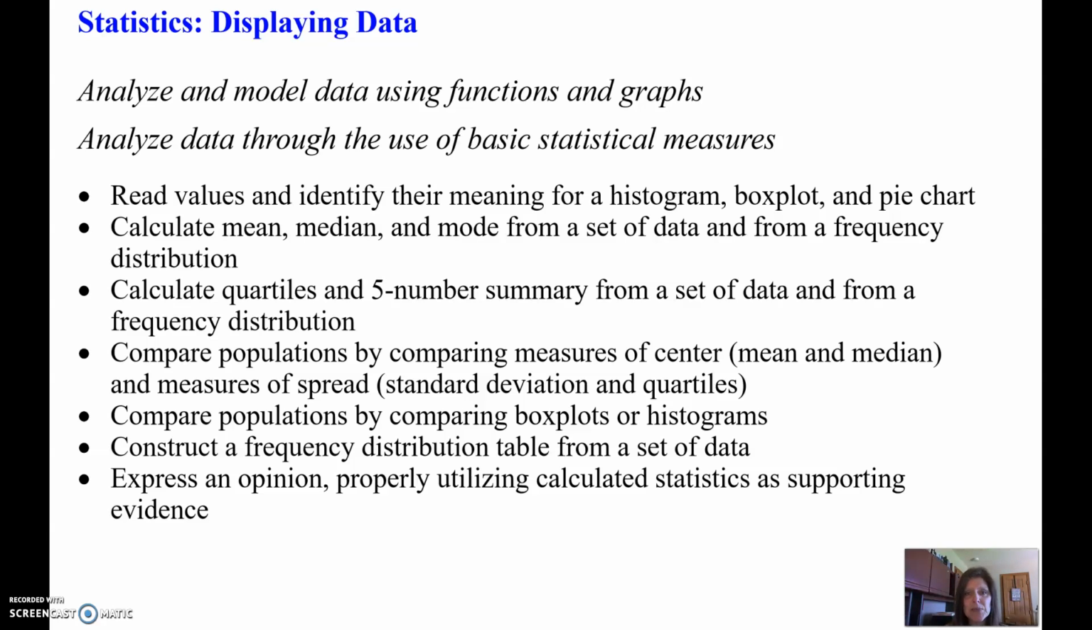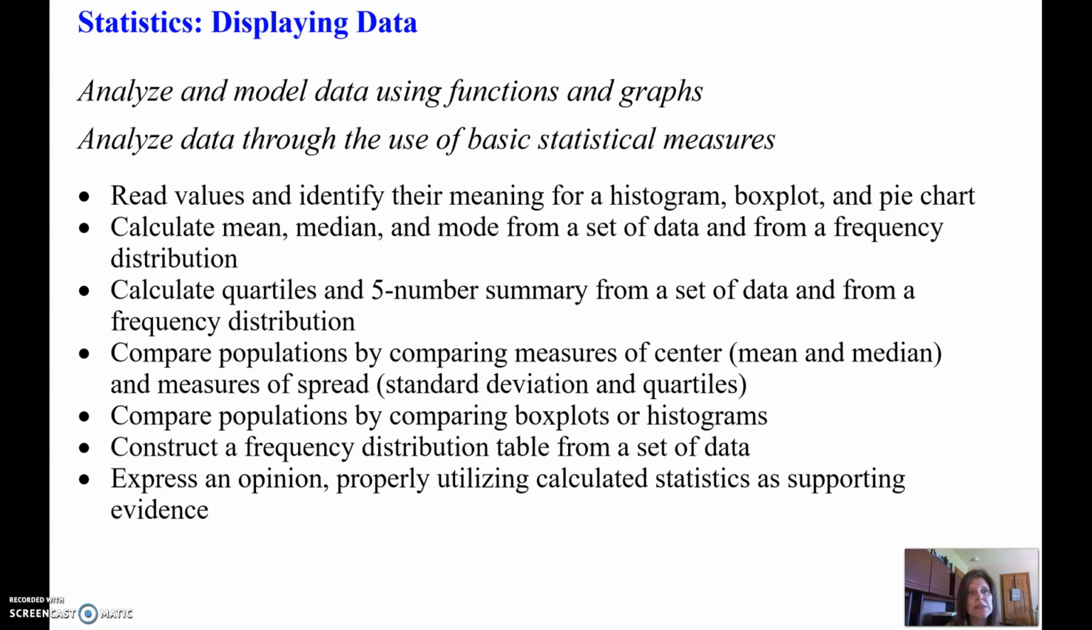What does that mean specifically? Well, you can read the chart or the list here yourself, but we're going to be looking at various types of ways to display the data: histograms, frequency tables, bar charts, pie charts, and making sure that we can develop those and that we can read those and understand what information they're telling us.